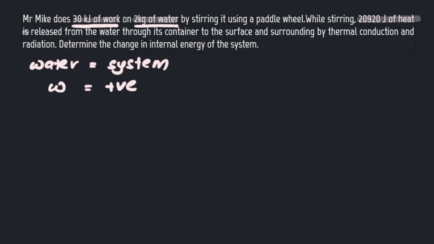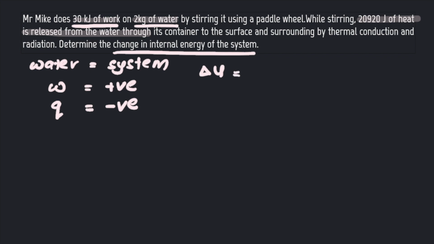And then we can see here that 20,920 joule of heat is released from the water. Since the heat is being evolved by the system because it's being released by the water, therefore your Q should be negative. In the question, you were asked to calculate the change in internal energy. So, the change in internal energy, which is delta U, is equivalent to Q plus W, right?